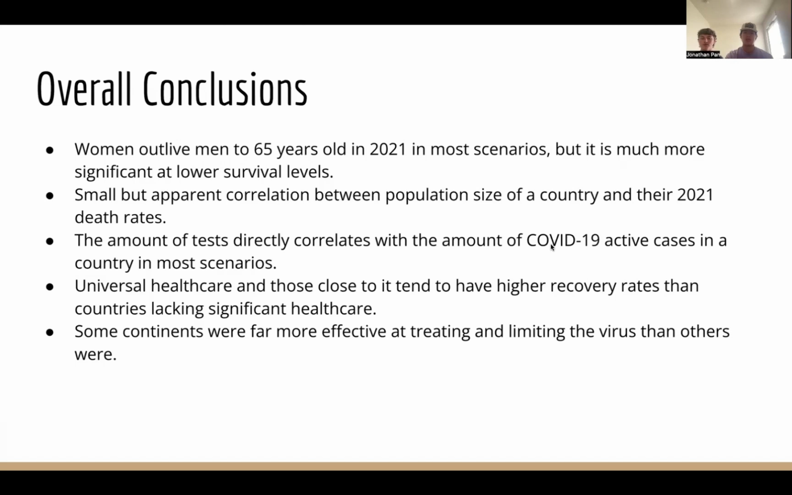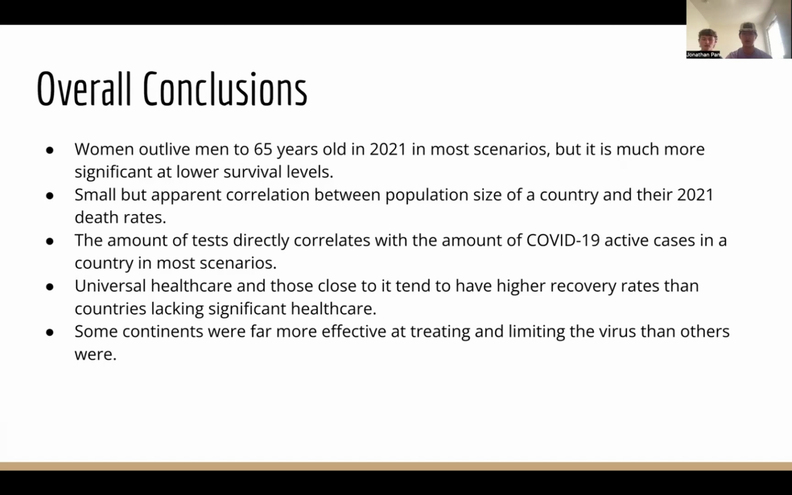Another conclusion we had was that the amount of tests directly correlates with the amount of COVID-19 active cases in the country in most scenarios. More tests lead to fewer active cases because you can catch it earlier. As you saw in one of the last graphs, as tests go up, active cases tend to stay near the bottom, especially in major countries that are able to administer lots of tests, but would also have large numbers of active cases.